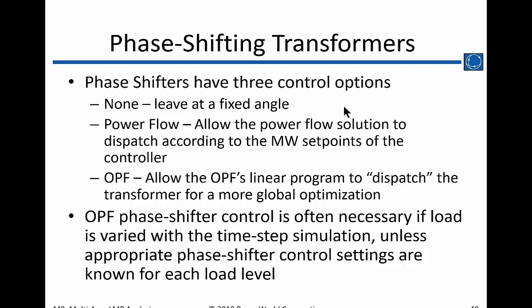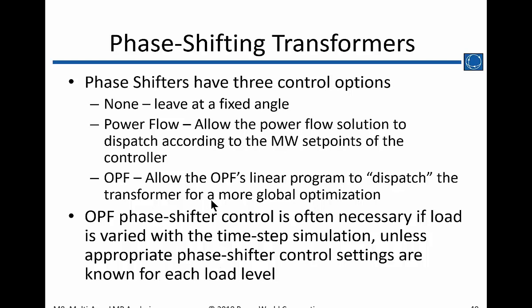There's an option to kind of punt in the OPF if you're not really sure where they should be set. And you can do that by putting the phase shifting transformers on OPF control and allowing the OPF to optimize where they're dispatched. So when you do that, it usually ignores the set points and just uses the angle minimum and maximum as a full operating range and just picks a point where constraints are relieved and you get a more optimal dispatch.